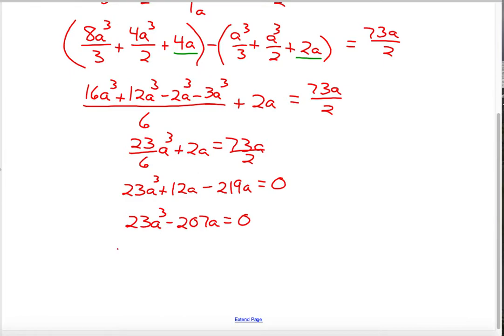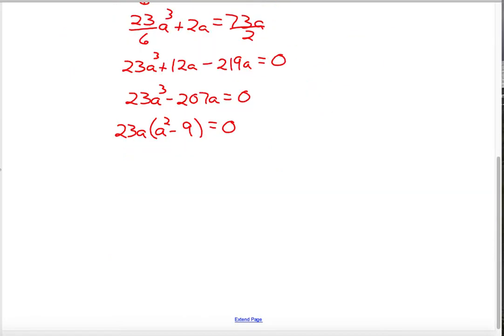So I can factor out a 23a, and I'm left with a squared minus 9. Well, that works out nice. So either I have a is equal to 0, or a is equal to plus or minus 3.